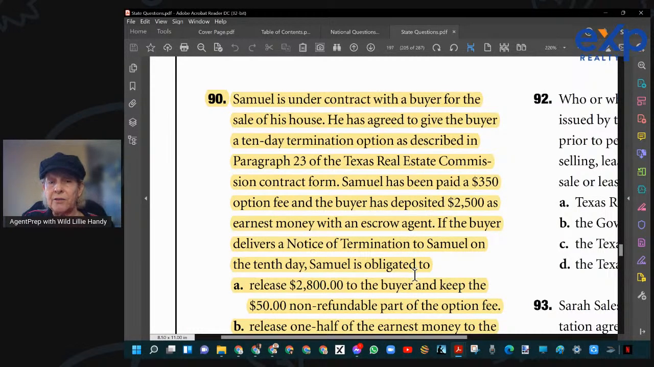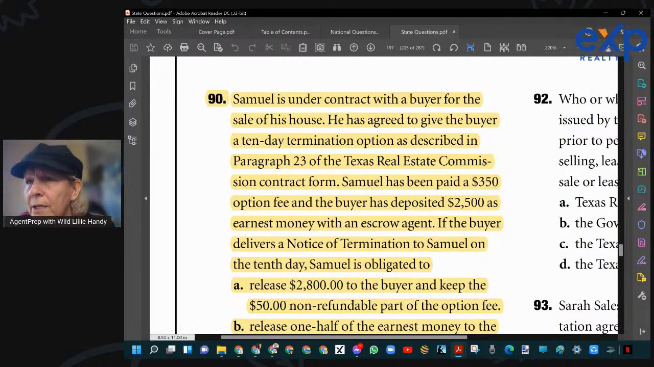If the notification happens after 5, that deposit, earnest money, is now at risk. But if they do it before 5 p.m., the buyer gets their earnest money. It's not at risk. And the seller keeps the option fee. Okay, that's in every contract.